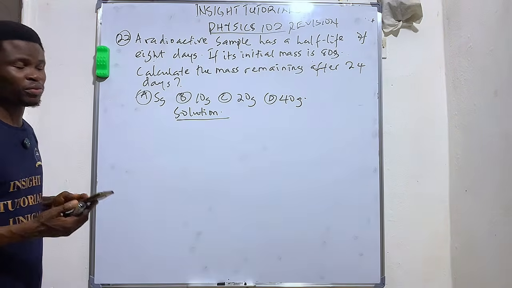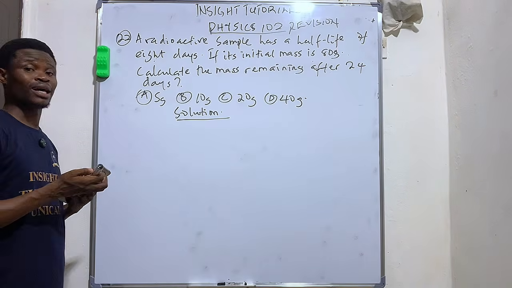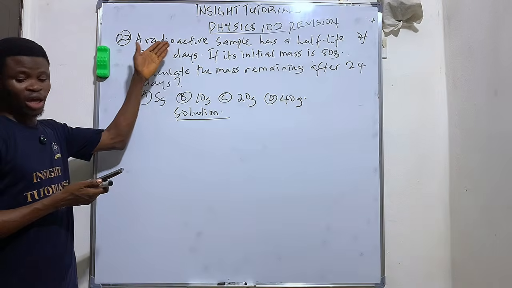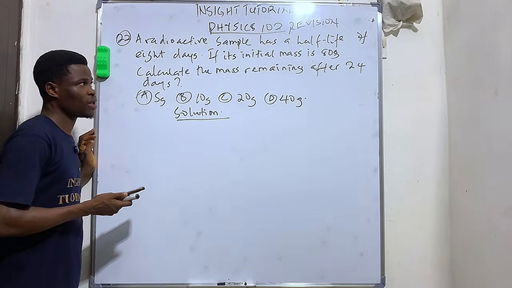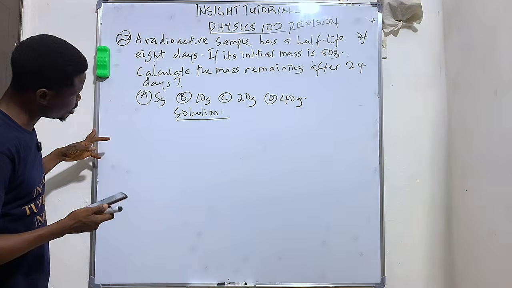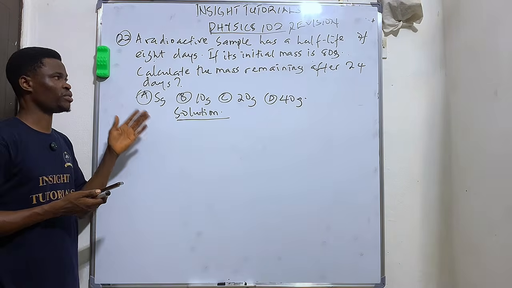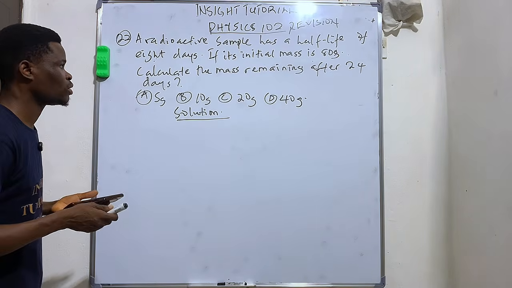So we have a question here from Radioactive Decay and Half-Life. The question says that a radioactive sample has a half-life of 8 days. If its initial mass is 80 grams, calculate the mass remaining after 24 days.